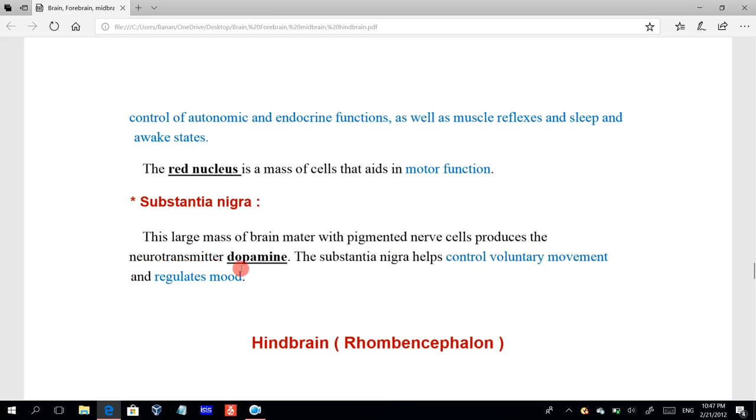The neurotransmitter dopamine is produced by this substantia nigra, which is one of the ganglia present at the base of the brain related to the midbrain. So this substantia nigra produces a neurotransmitter, which is called dopamine. And the substantia nigra helps control voluntary movement and regulates mood.